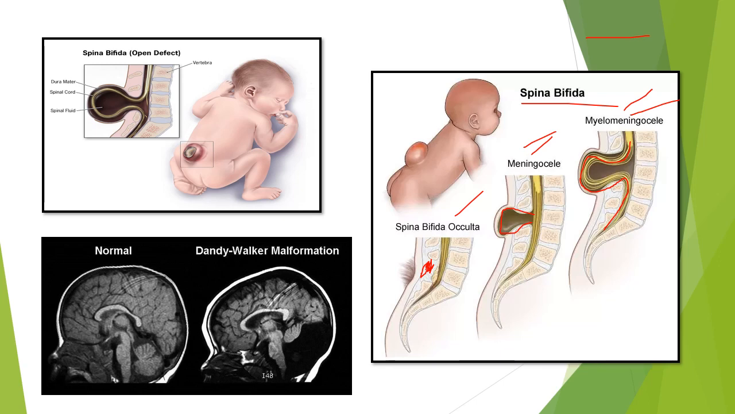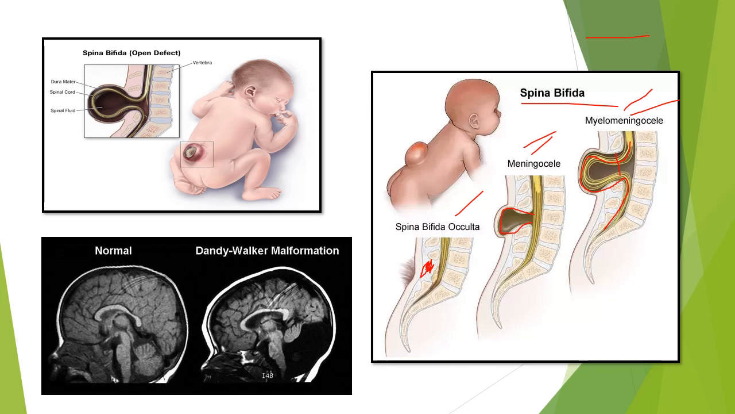As a result, compression occurs and the baby experiences marked pain, and the nerve supply distal to that will be disrupted. Okay, these are the types of spina bifida. This is simply spina bifida. You have to understand.